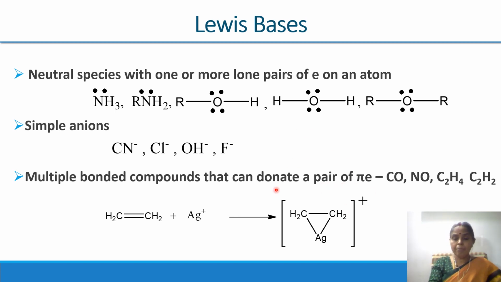Earlier we have seen multiple bonded compounds where there is a difference in electronegativity. Such compounds can accept a pair of electrons. Here these compounds can donate a pair of pi electrons like CO, NO, C2H4, C2H2, all these are Lewis bases. You can see here ethylene having a pair of pi electrons being donated to Ag plus, which is the Lewis acid. You can see the formation of this compound. Ethylene is the Lewis base here. Ag plus is the Lewis acid. So, simply formation of the coordinate covalent bond, or formation of a bond by the donation of a pair of electrons by a single atom to the vacant orbital on another atom, is what forms the neutralization reaction or the formation of a compound between a Lewis acid and a Lewis base.